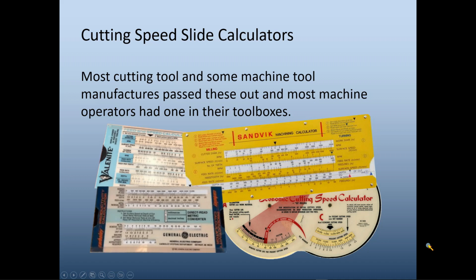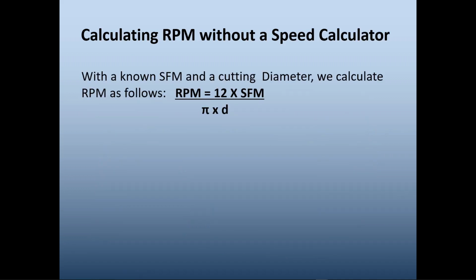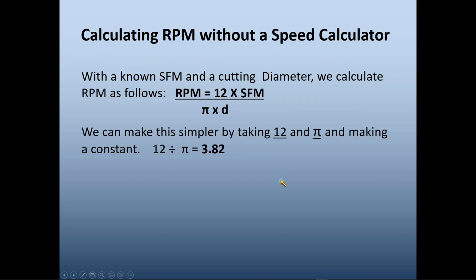Calculators before smartphones. So, with a known surface feet per minute and a cutting diameter, we calculate the RPM as follows. The RPM is equal to 12 times the surface feet per minute divided by pi times the diameter. We can make this a simpler equation by taking 12 and pi and making a constant out of it. So 12 divided by pi gives us a value of 3.82.